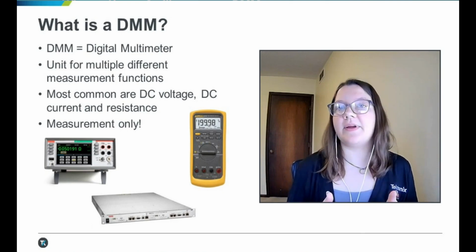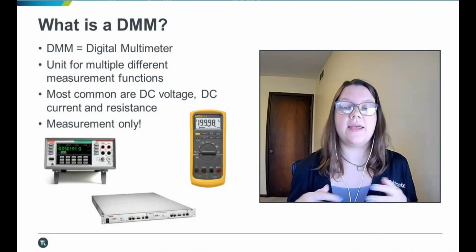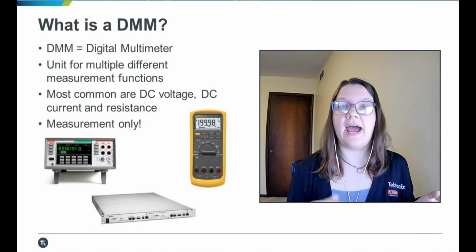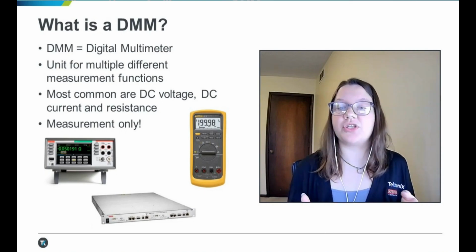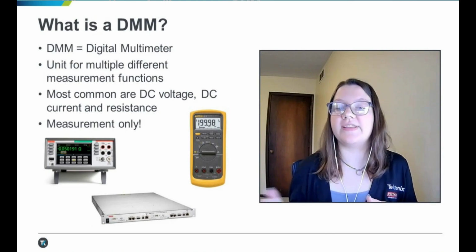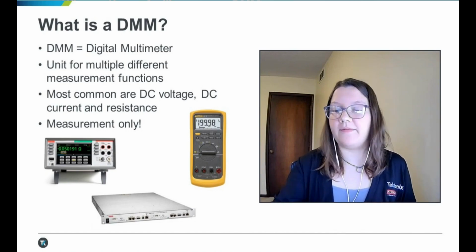The other really nice thing about DMMs is they come in a wide range of capabilities and form factors. DMMs can have anywhere from 3.5 digits to 8.5 digits, and they come in benchtop versions, handheld battery-operated versions, and even high-density rack style for automated systems, as we can see with our DMM7512 there at the bottom.